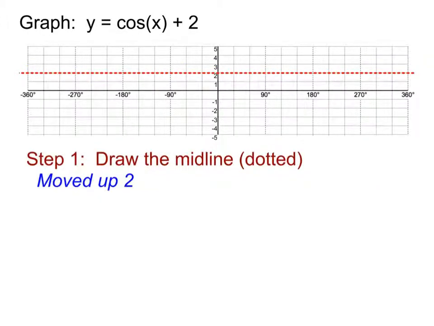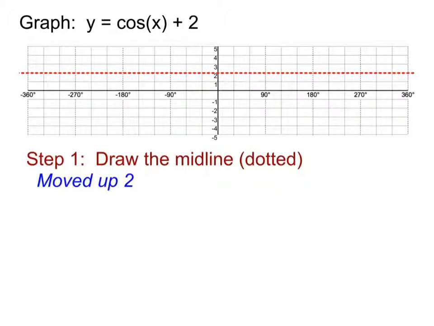So when making one of these graphs, step 1, draw the midline as a dotted line. Now, your midline is however far you've moved it up or down. Since this one has been moved up 2, you draw your midline up at 2. So draw your dotted line up at 2 here.